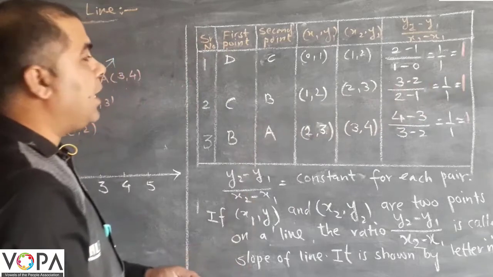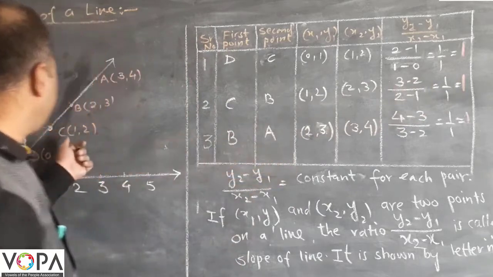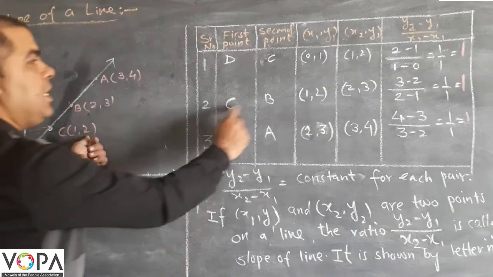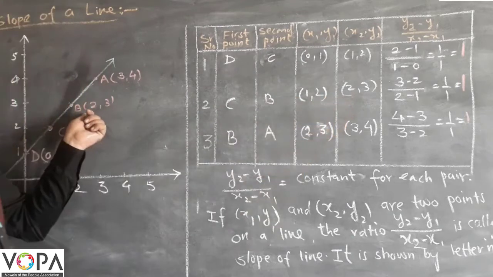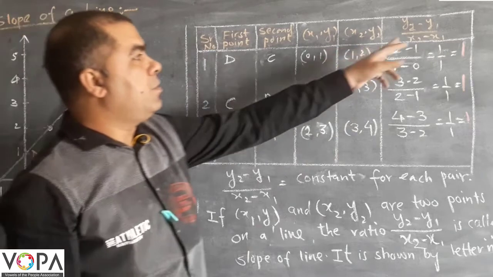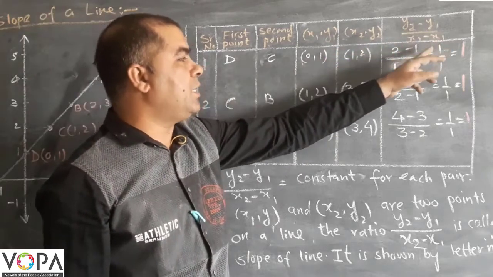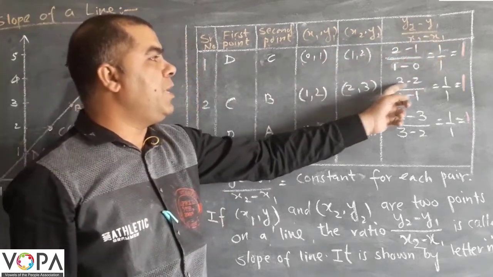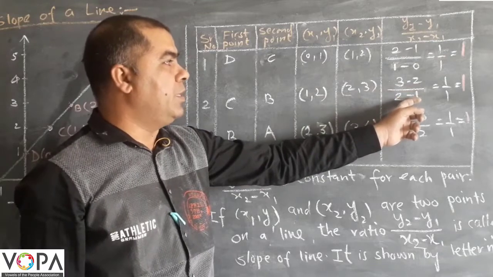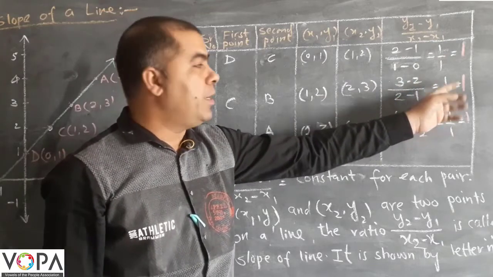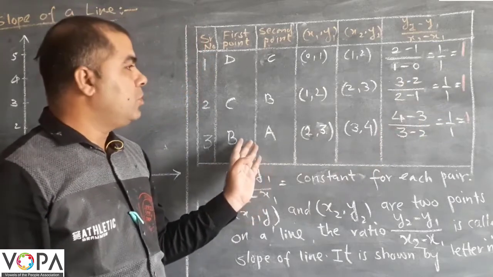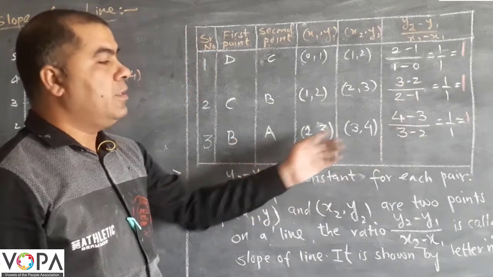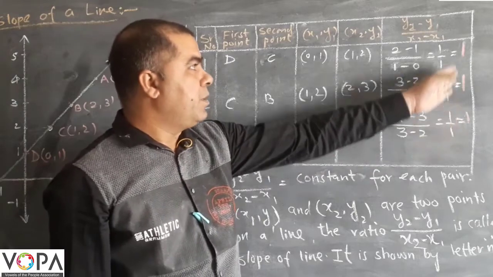Now take another pair of points. Consider C 1, 2 and B 2, 3. Okay, let us find y2 minus y1 and x2 minus x1 for this pair. That will be 3 minus 2 upon 2 minus 1. That will be 1 upon 1 equals 1. Similarly, in the third pair also, B and A, the answer will be the same.